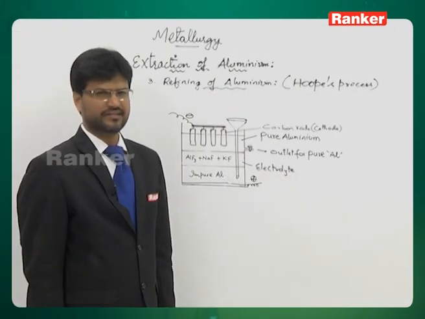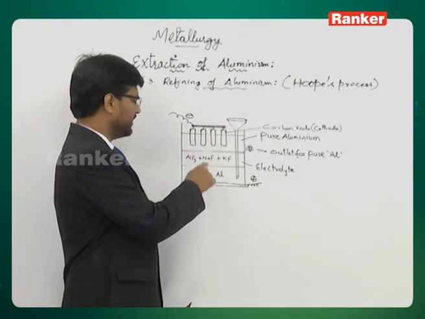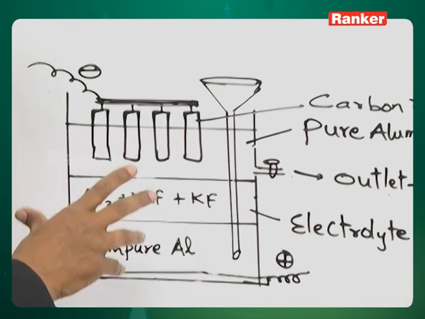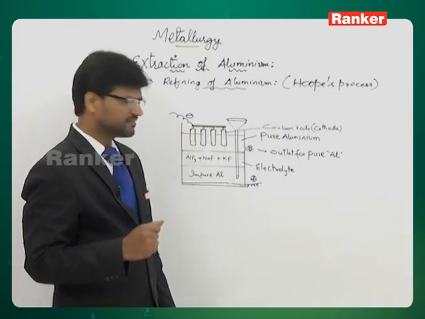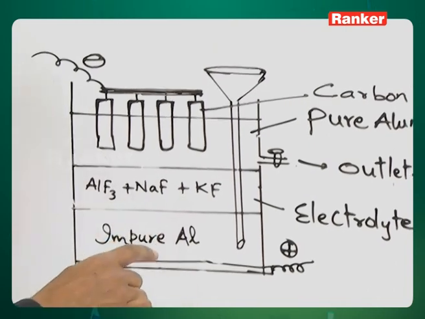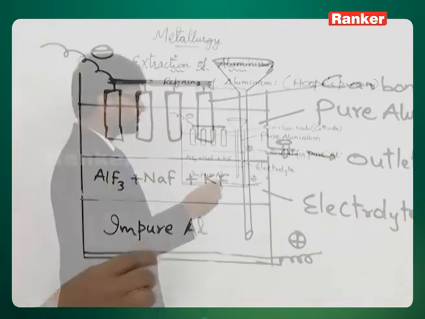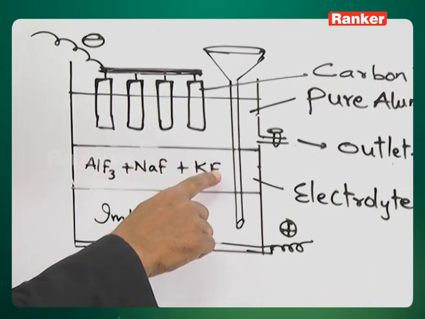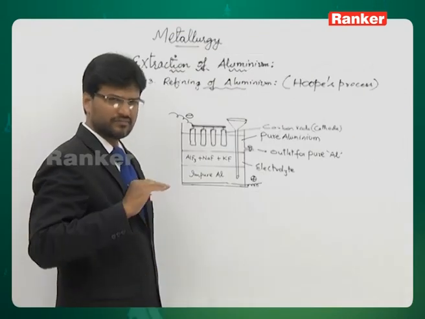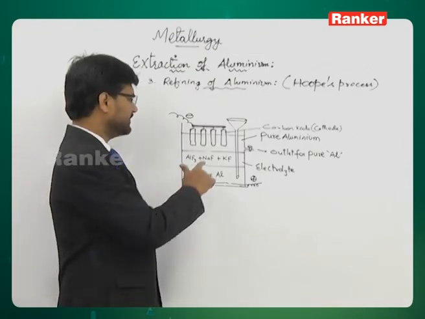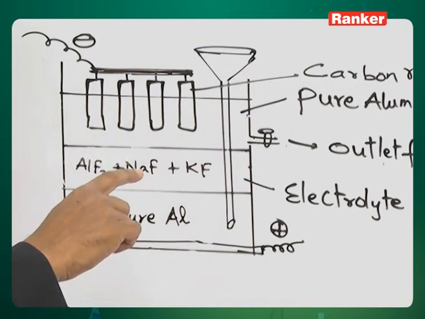This is also an electrolytic process. Here we have 3 layers of fused masses. They differ in their specific gravities, that's why they are in 3 layers. The bottom layer is impure aluminium. The middle layer consists of electrolyte. This is cryolite, and potassium fluoride is also added to maintain the specific gravity. And then this is a layer of pure aluminium.